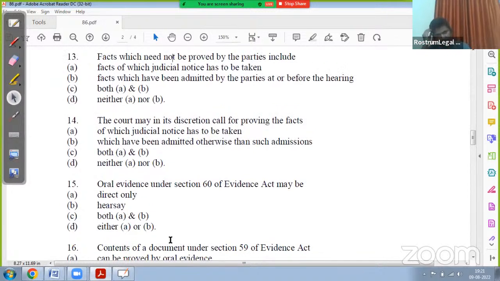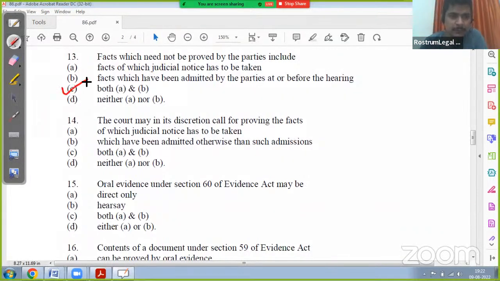Facts which need not to be proved by the parties includes facts of which judicial notice has to be taken, facts which have been admitted by the parties at or before the hearing, both A and B, neither A nor B. So its correct answer will be option C, both A and B.